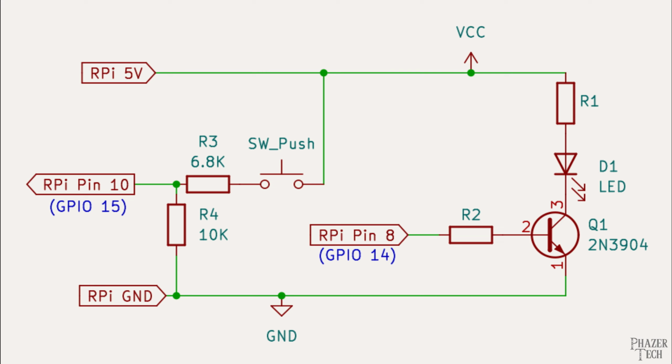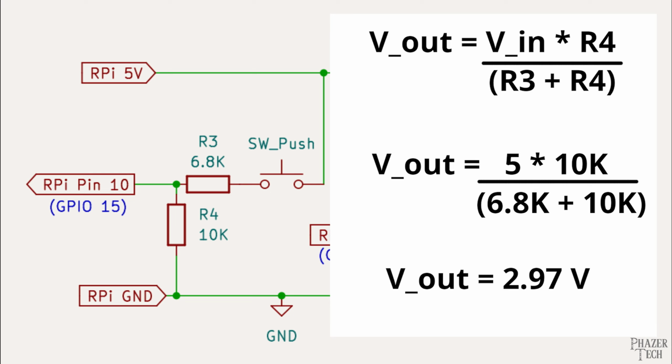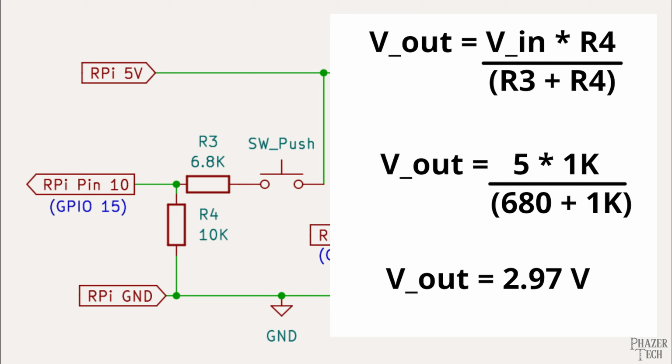As you recall from my Electronics 101 videos, this is the equation for a voltage divider. Plugging in these resistor values with 5 volts gives us roughly 3 volts output, which is a good value for the Pi's pins. Keep in mind you don't need to use these exact resistor values as long as they have the same ratio. So for example, you could use a 680 ohm resistor for R3 and a 1K resistor for R4.